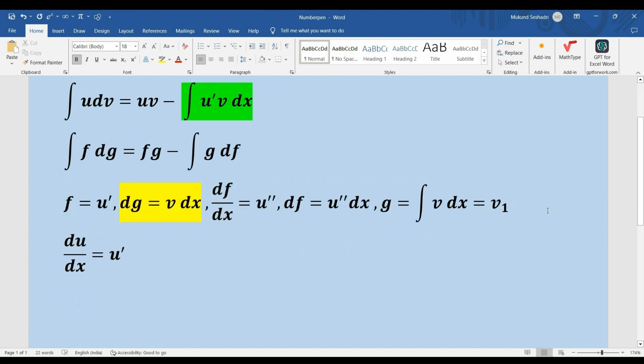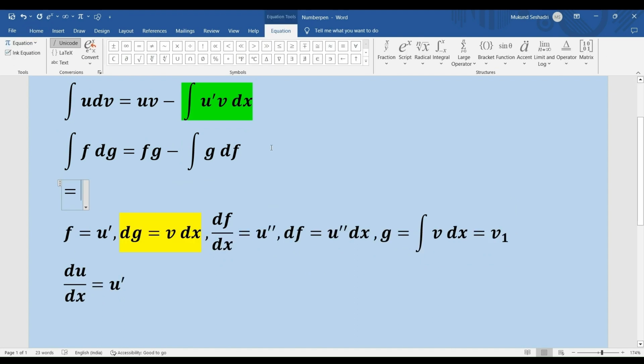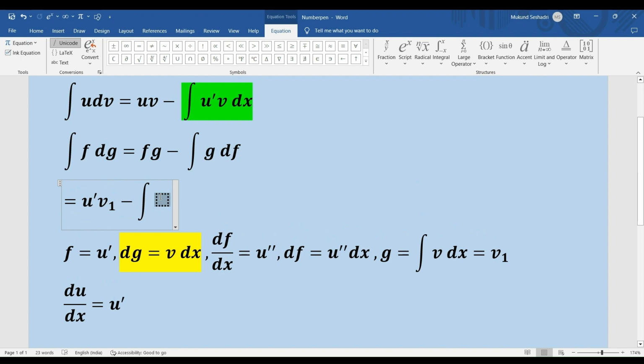Now when you look at this, I have my f, I have my g, I have my df. Write down what is my fg. My f is u dashed, and my g is v1, the first successive integral of v. And then I have a minus the integral of what is my g? My g is v1, so I write it as it is. And then I have my df, which is nothing but u double dashed times dx.